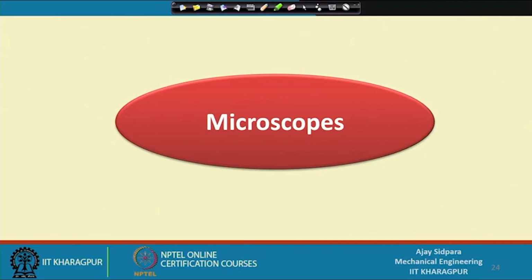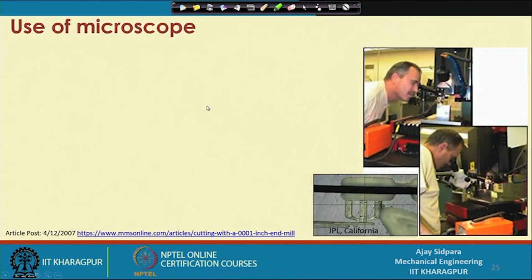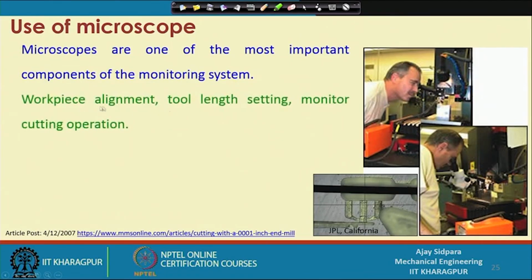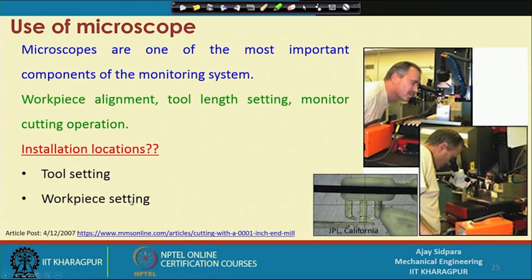Now, coming to the microscope. Till now, we have used sensors by which you can get some data, but microscopes are also very important. It is one of the important components for a measurement or monitoring system. You can do workpiece alignment, tool length setting or monitoring of cutting operations. Where do you install these? We are worried about two things, one is the tool setting and the other is the workpiece setting. So, the first microscope we have to install in such a way that you can measure the tool setting, and another we have to put where you can do some measurement on the workpiece.